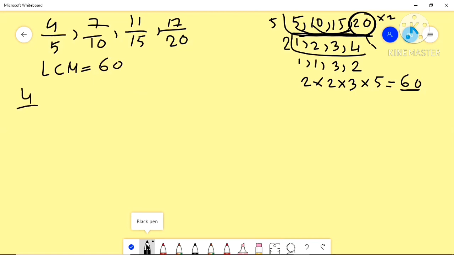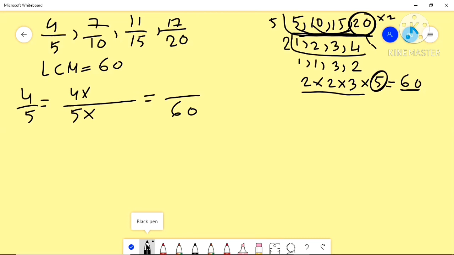What you will do? 4 by 5. We will write down in this way. And 5 into how much and 4 into how much we are going to find in that process. Same process, 60 denominator, because we are going to convert it into like fraction. So 5 into how much? So if you take 5 here, what is left? 3 into 2, 6. 6 into 2, 12. So multiply with 12. 12 into 4 is 48.